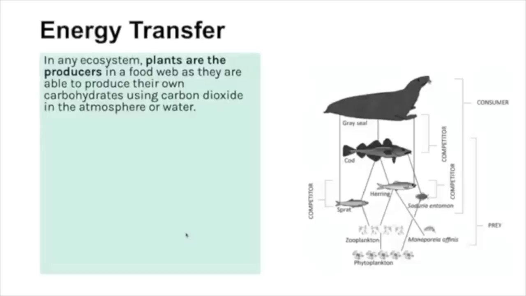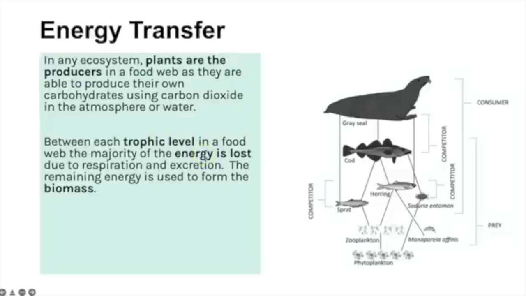The next bit in this topic is looking at how energy is transferred in an ecosystem. So it's looking at food webs. And all food webs begin with producers, which are green plants because they can photosynthesize to use the light energy to make their own organic compounds. So they don't need to eat, they produce their own food.